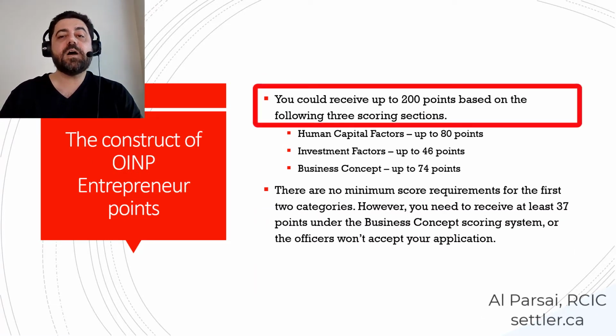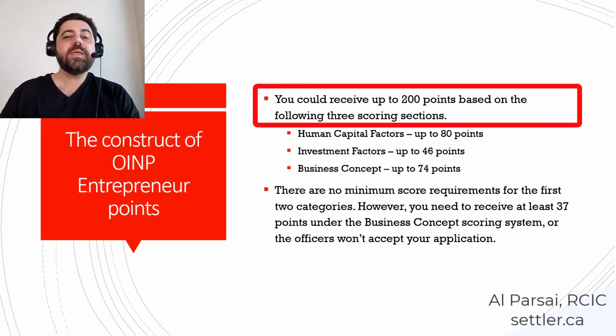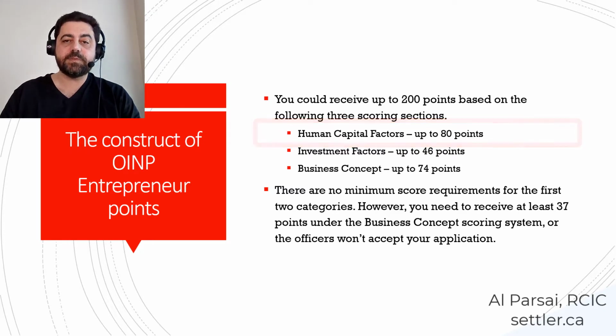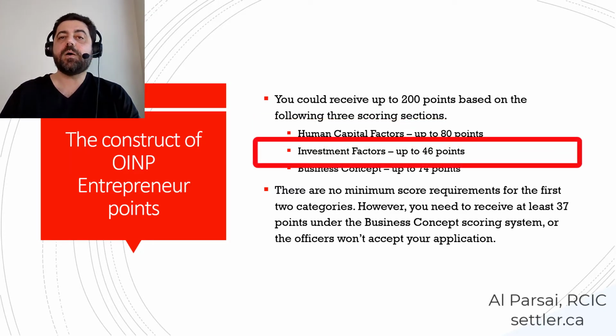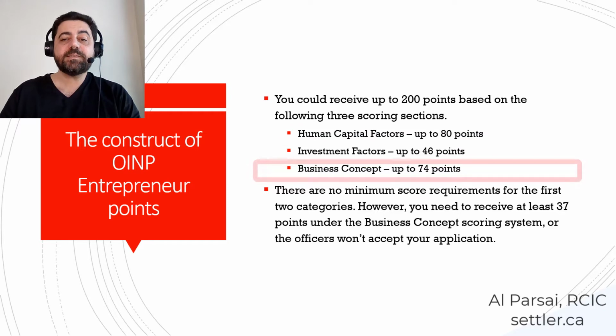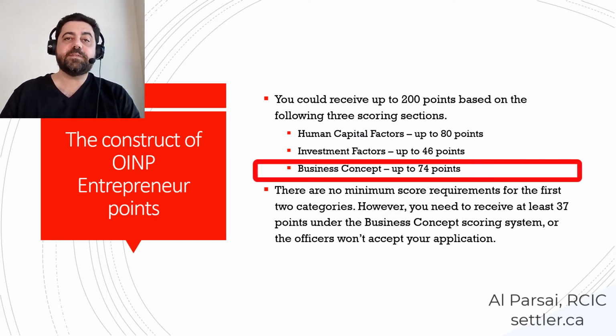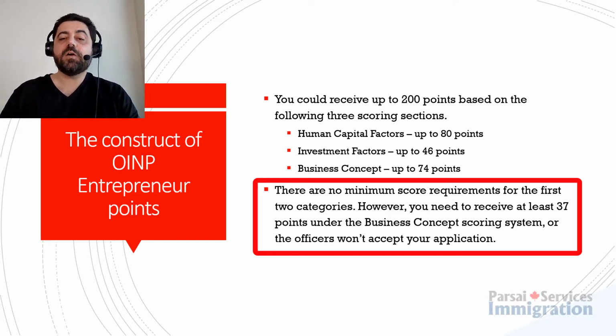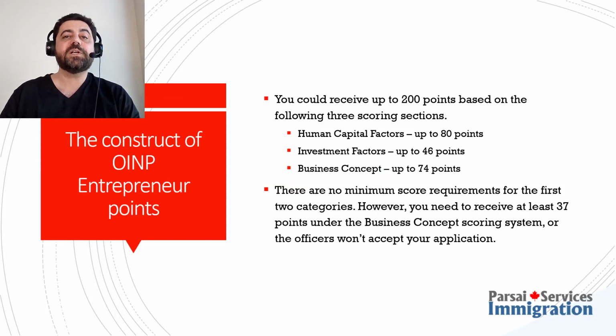You could receive up to 200 points based on the following three scoring sections. Human capital factors up to 80 points, investment factors up to 46 points, business concept up to 74 points. There are no minimum score requirements for the first two categories. However, you need to receive at least 37 points under the business concept scoring system, or the officers won't accept your application.